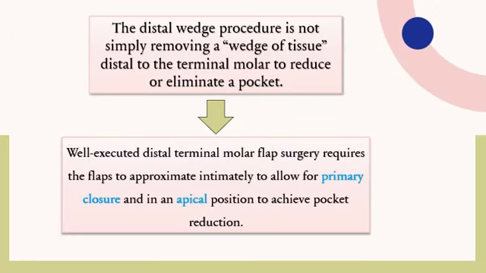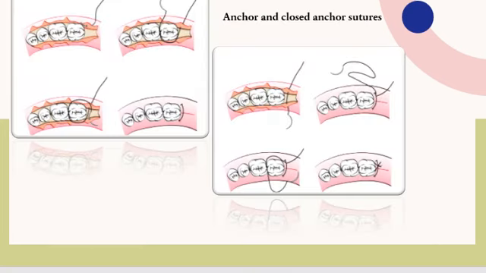The distal wedge procedure is not simply removing a wedge of tissue distal to the terminal molar to reduce or eliminate a pocket. Well-executed distal terminal molar flap surgery requires the flaps to approximate intimately to allow for primary closure and in an apical position to achieve pocket reduction. So we usually use anchor or closed anchor sutures after the distal wedge surgery, which is generally a simple interrupted suture, only it circles around the last molar tooth.